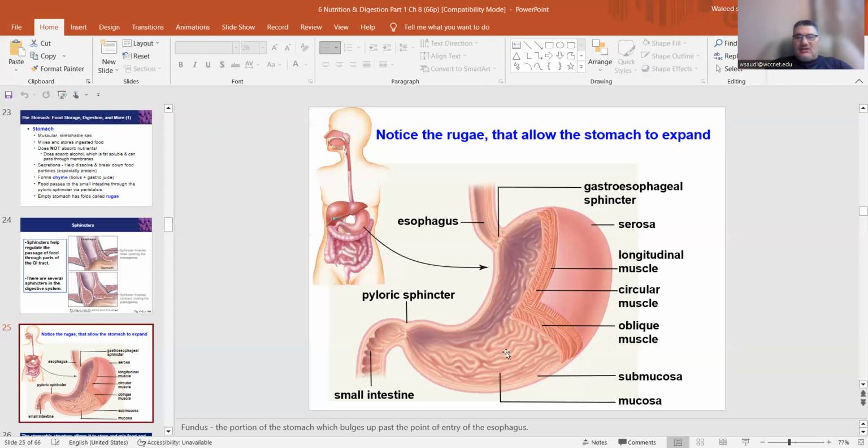What are the other layers? Same, just like anything else. Mucosa is the innermost. Submucosa is the next one. And then the three layers together are called muscularis. The last one here is called serosa.